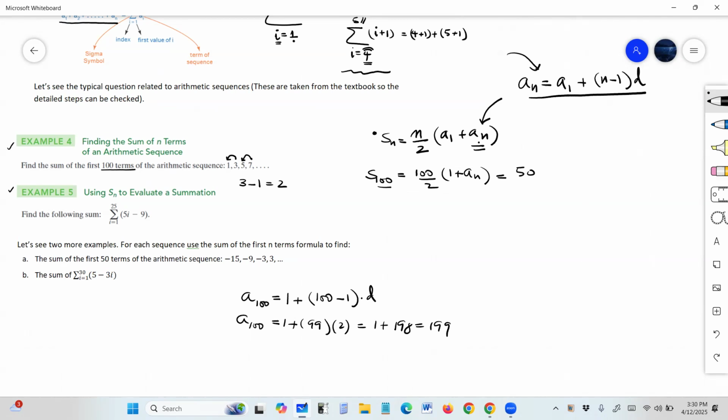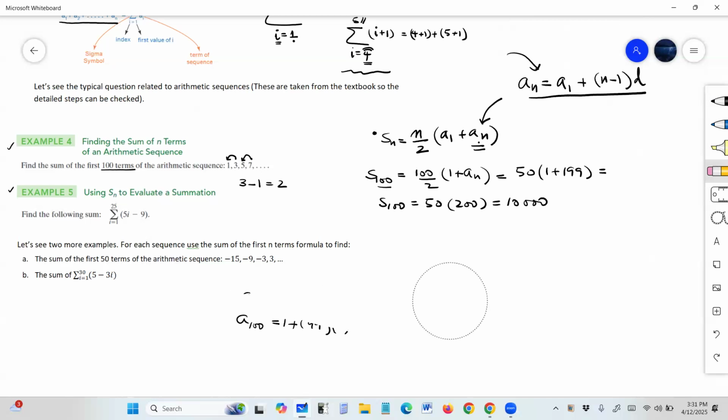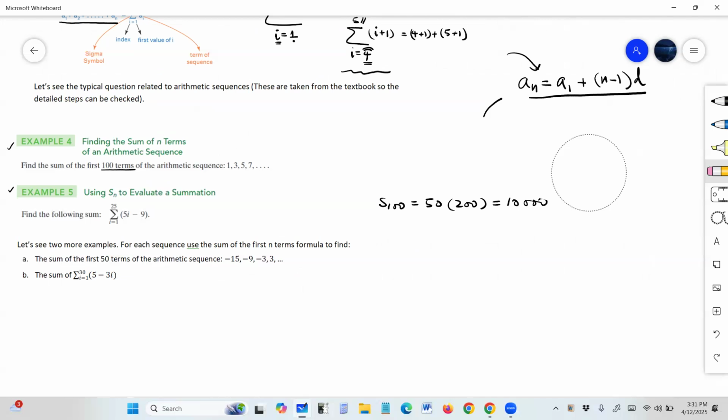So then I have 50 times 1 plus 199, or 50 times 200. And then at this point, you can use a calculator if you want to, or something easy as that, you can do it in your head. So the sum of the first 100 numbers for this particular arithmetic sequence is 10,000. All right, very good. So simple enough. We had to apply both formulas in this particular problem, right? And that's usually the case.